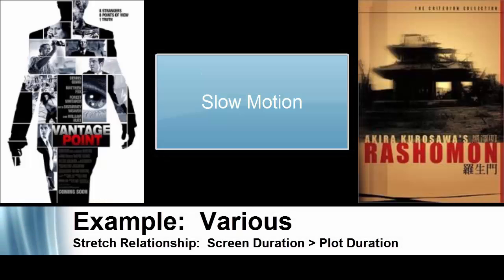The last type of relationship that we'll talk about is stretch relationship. And that's when the screen duration is longer than the plot duration. We see this in two films like Vantage Point and Rashomon, where the story revolves around 8 to 10 minutes of the event. But since the movie is about all these different people's perspectives on that 8 to 10 minute event, that plot, which is 8 to 10 minutes, gets blown up into a 2-hour movie. We also see this in sports a lot with slow motion.